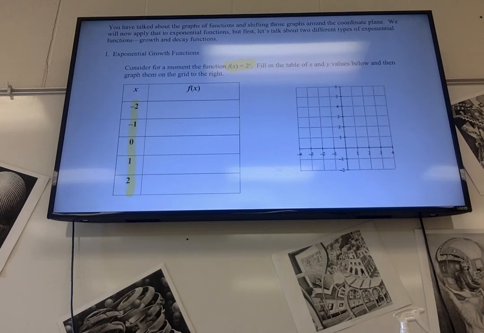So, here we go. All we're going to do is plug these numbers in for x. So, f of x is 2 to the negative 2. And how do we get rid of a negative exponent? Flip it, yeah. We flip it. So, it's 1 over 2 to the positive 2. So, that's 1/4.